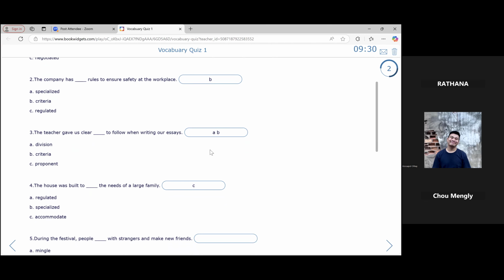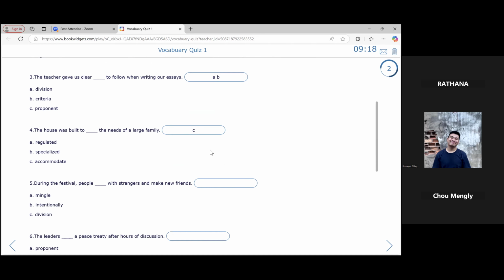Sometimes it's not correct to translate in Khmer. Yeah, but it's easy to follow. It means follow a small path. So how about number 4? Number 4, yeah.